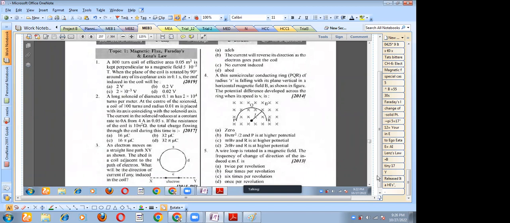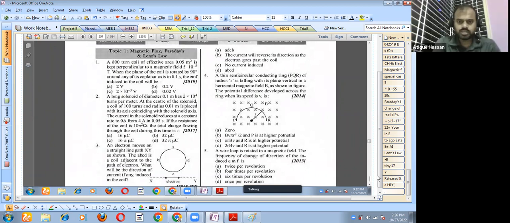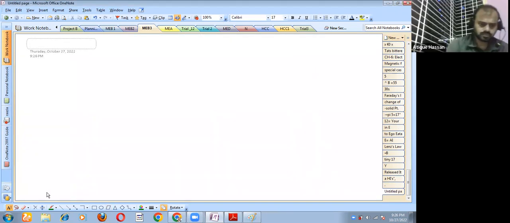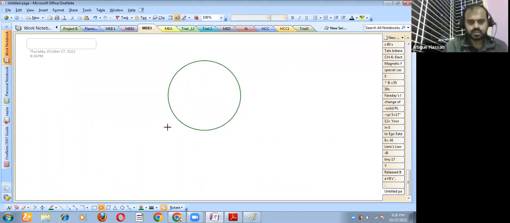Sir, option D. So you are saying option D. Why option B? Not sure, sir. Let's see. There is a loop like this. There is a loop like this.